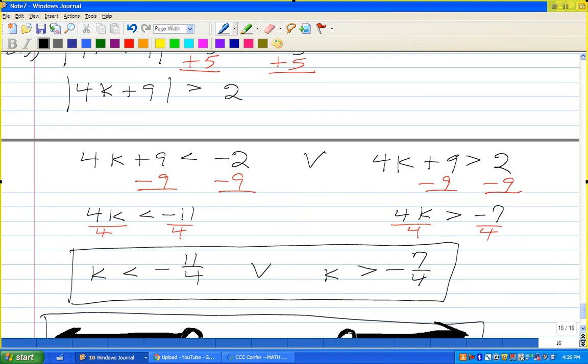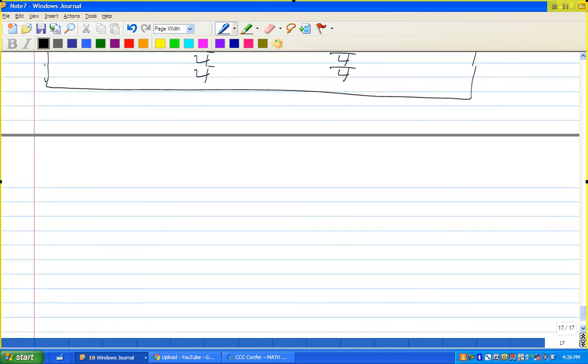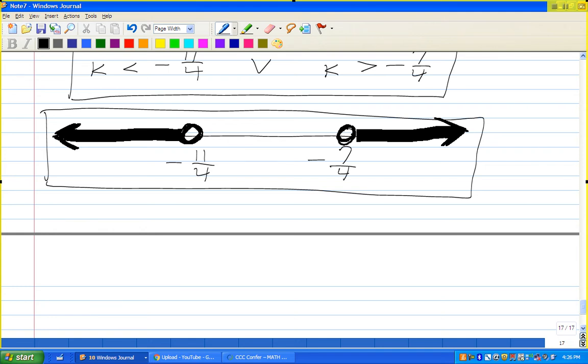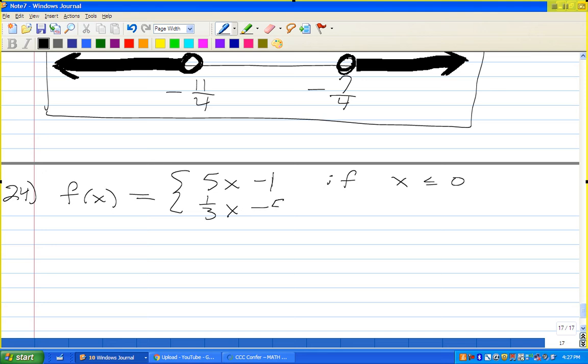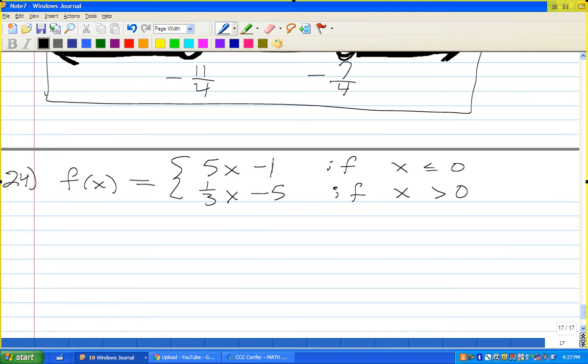Let me do problem number 24. F of x equals 5x minus 1 if x is less than or equal to 0, 1/3 x minus 5 if x is greater than 0. Graph the piecewise defined function. Okay, so let's do that.